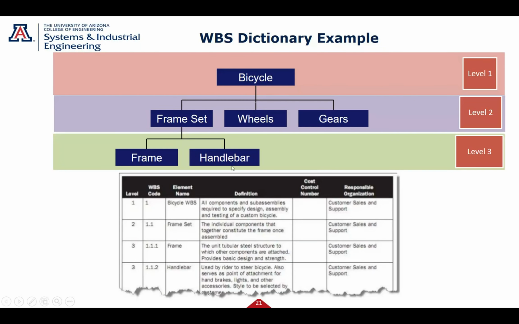Okay? Most of the time we understand these, but you can see how it is. Frame set: the individual components that together constitute the frame once assembled. The frame itself is the unit tubular structure. The handlebar is used by the rider to steer. So it's defining these things in more detail. Again, many times to me they're clear. We all kind of know what a handlebar is. But in some cases you don't.